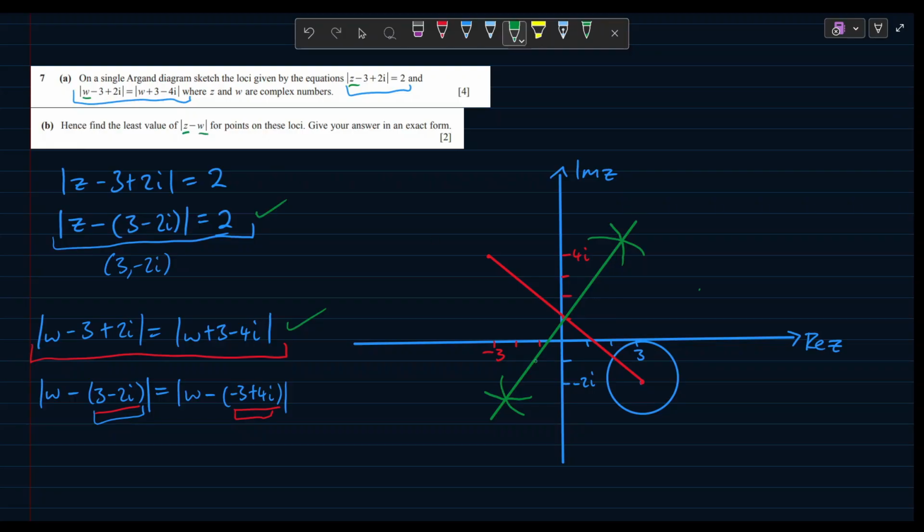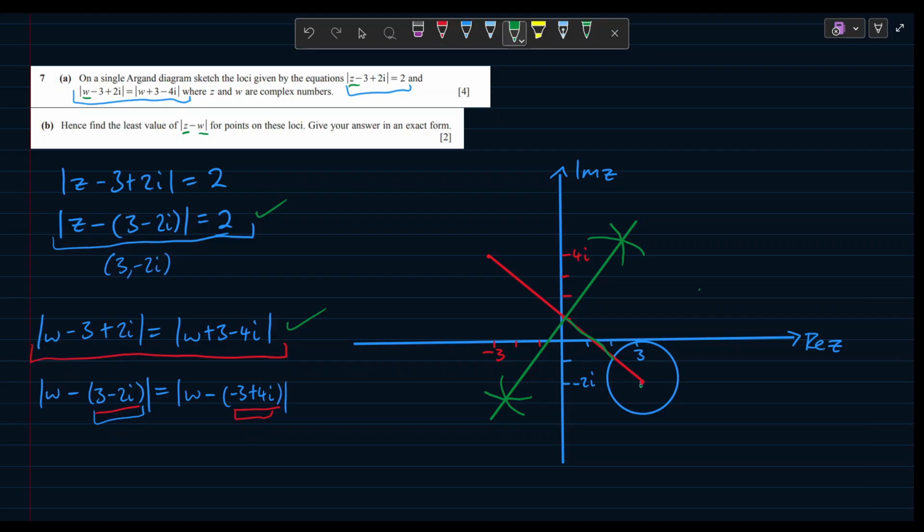So we want to find the least value of the distance from our perpendicular bisector to the circumference of the circle, and so that distance is the distance from this point to this point on our circle. So we need to find the distance of that line. Alright, so to get this distance from the circle to our perpendicular bisector, we need to get the distance from the center of our circle to the perpendicular bisector and then subtract the radius of our circle.